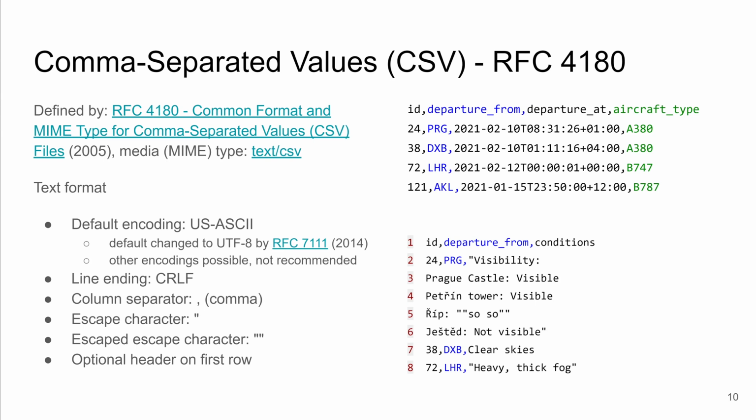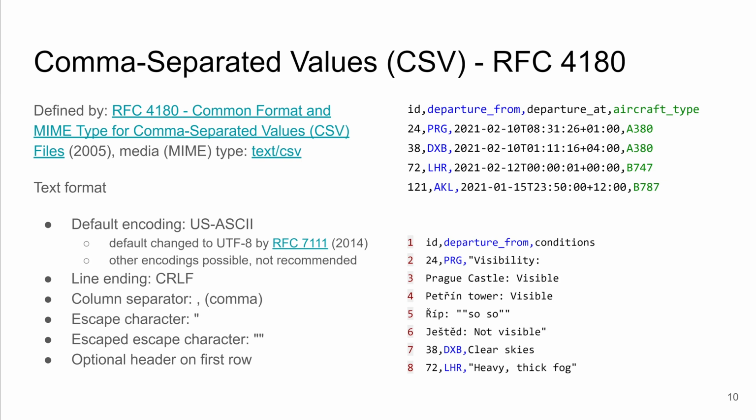Anyway. Except for the encoding, the rest of the specification is quite clear and quite straightforward. Individual lines in a CSV file are separated using CRLF, carriage return line feed. The individual columns are separated by a comma, of course, comma separated values, right?